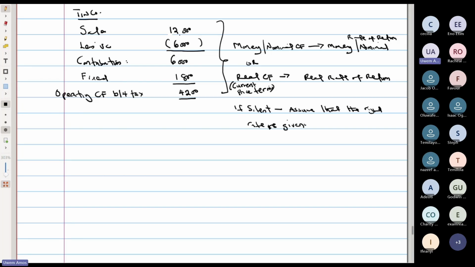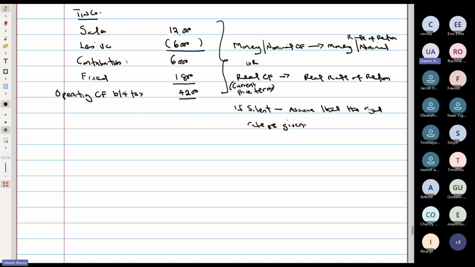So what do I mean by that? The question doesn't tell us if it's a nominal or real cash flow, so I just assume that they've given the appropriate rate of return. If I've calculated 4.2 and I go to my question on rate of return or cost of capital and I see 10%, and the question doesn't tell me if that 10% is real or nominal, I will just use the 10% as it is because the question is silent. I can't begin to assume what I'm given.